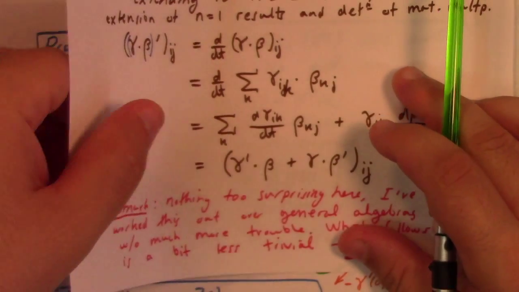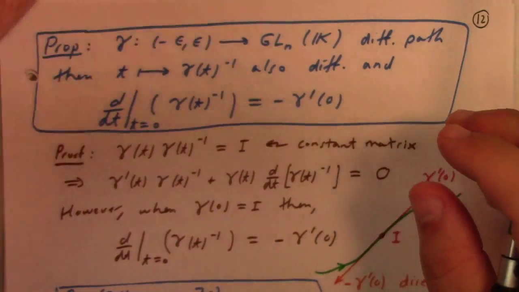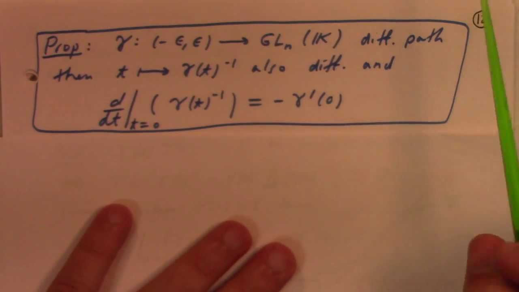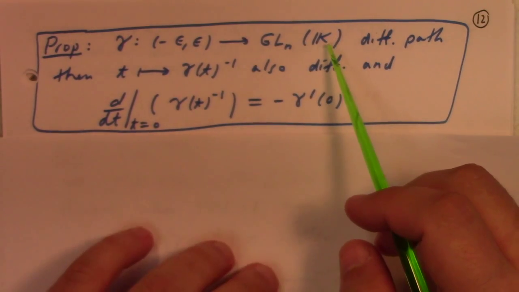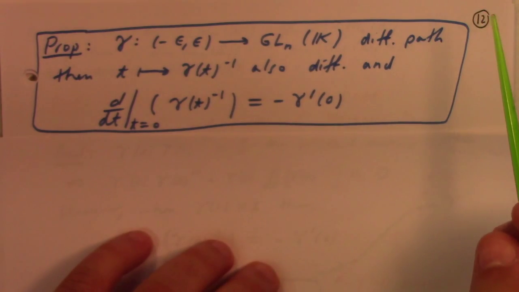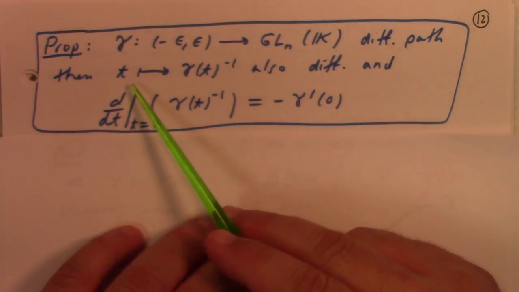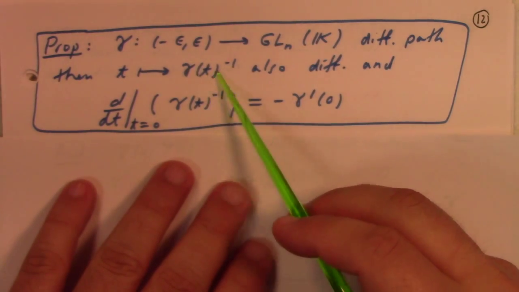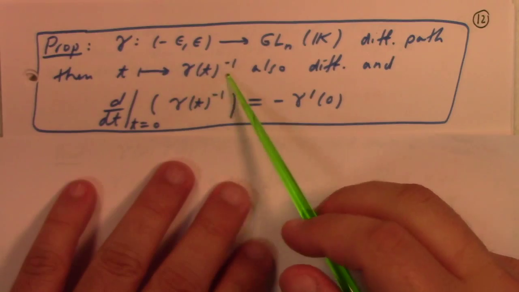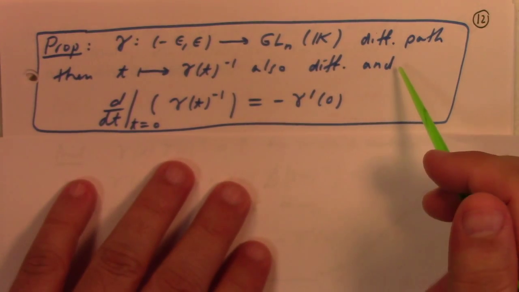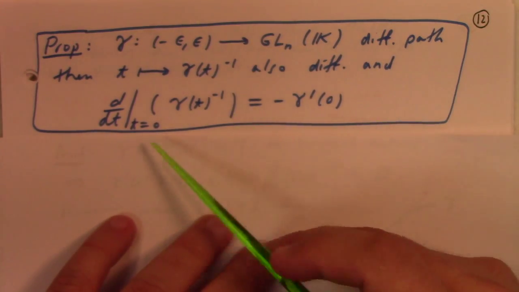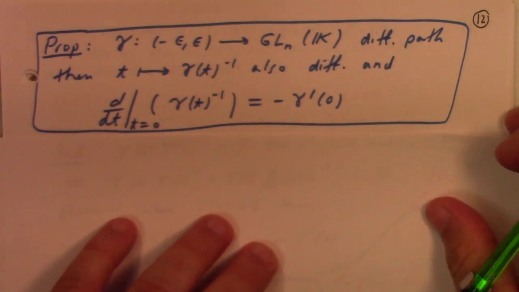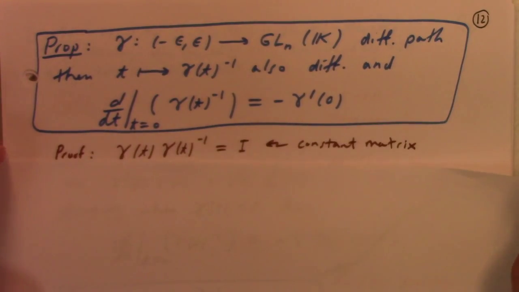Now what follows is, I think, a little bit less trivial. So here it is. Proposition: if you've got a curve in the general linear group of either real, complex, or quaternionic matrices, and it's a differentiable path, then the mapping t goes to the inverse, in the sense of matrix inversion, is also a differentiable path. And more than that, the derivative at time 0 is minus the derivative of the original path at time 0. So here's how you prove such a thing.